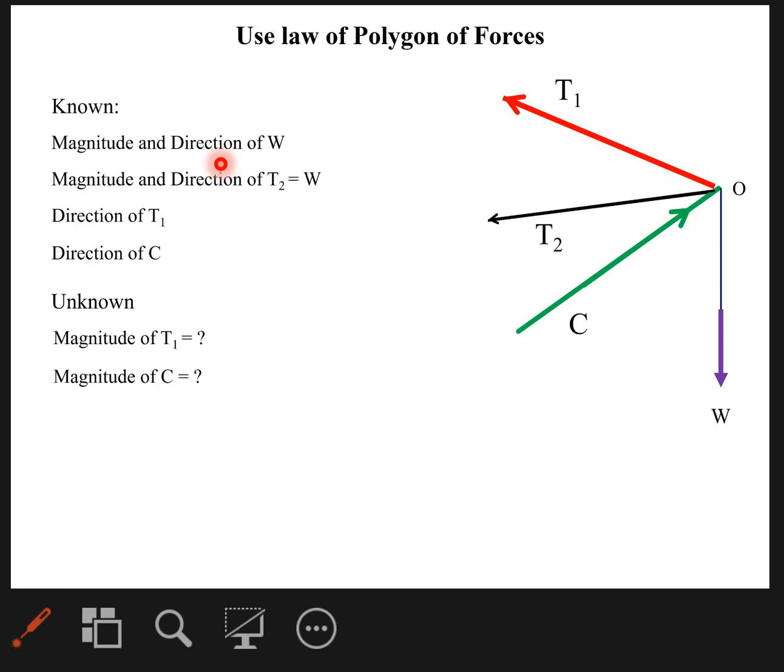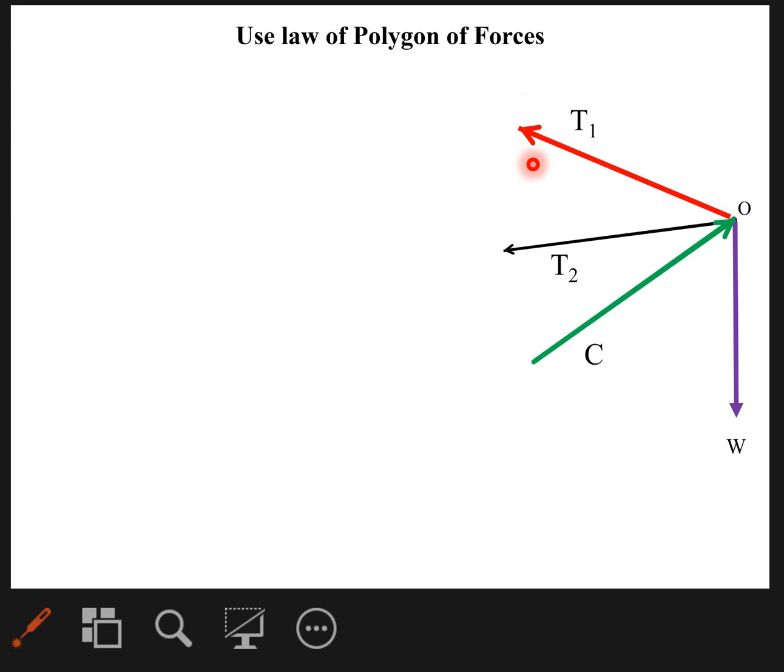These are the knowns and unknowns. You have the magnitude and direction of W. You have the magnitude and direction of T2, which is equal to the applied force W. You have direction of T1 and C, but you don't have the magnitudes. You don't have the magnitudes of T1 and you don't have the magnitudes of C. So basically C and T1 is unknown. Using the graphical solution, you will be easily obtaining both of these magnitudes.